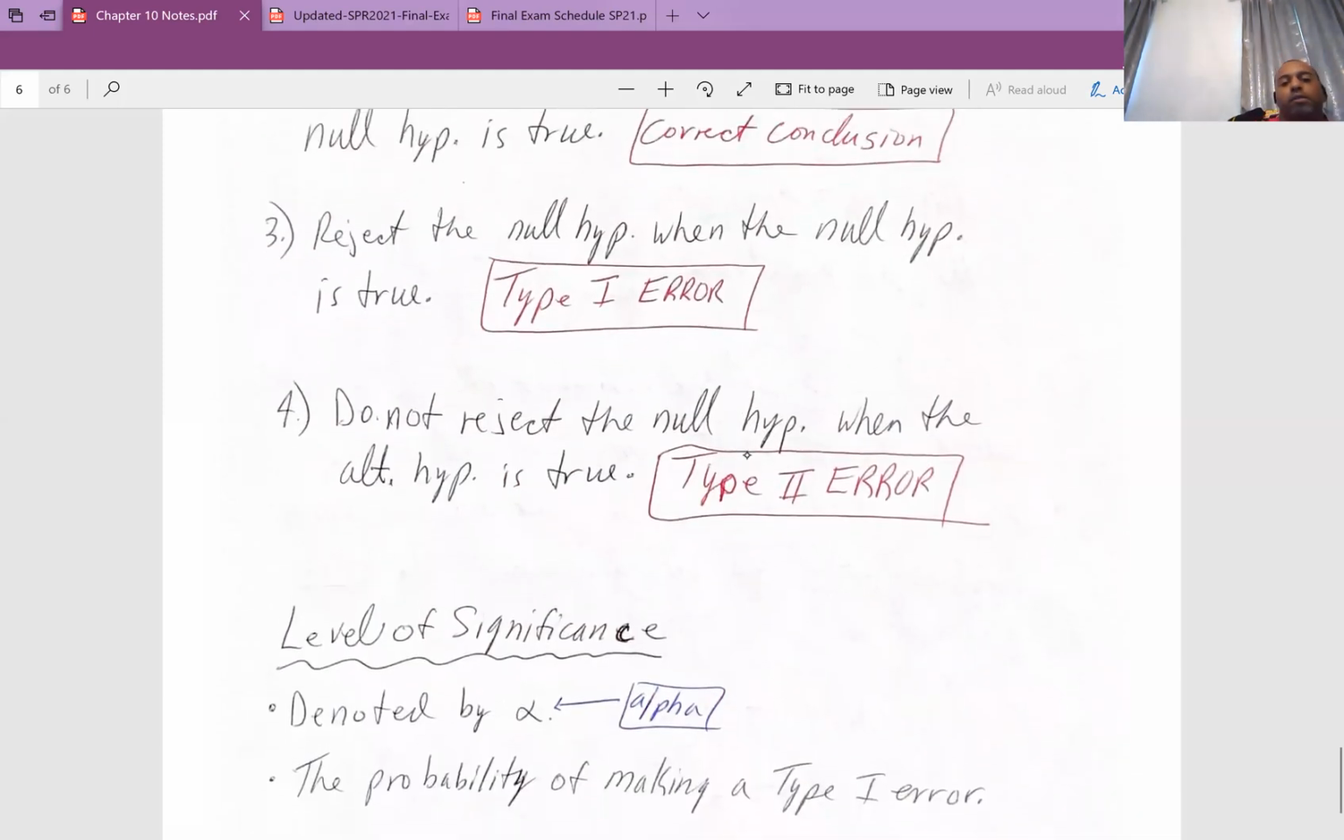All right. Level of significance is denoted by alpha, Greek letter alpha, and that's the probability of making a type 1 error. So that one's going to be chosen for us in this book. Or when I say in this book, when we go about doing our exercises. Talk about that more in a second.